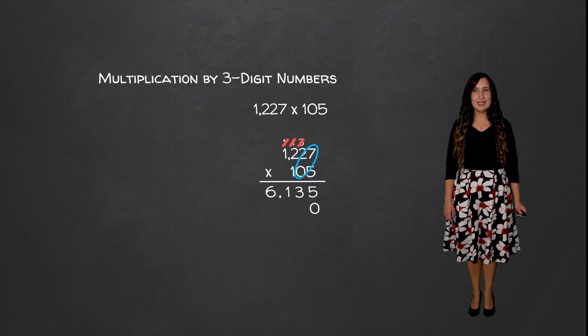So 0 times 7 is 0. 0 times 2 is 0. 0 times 2 again is 0. And then 0 times 1 is 0.